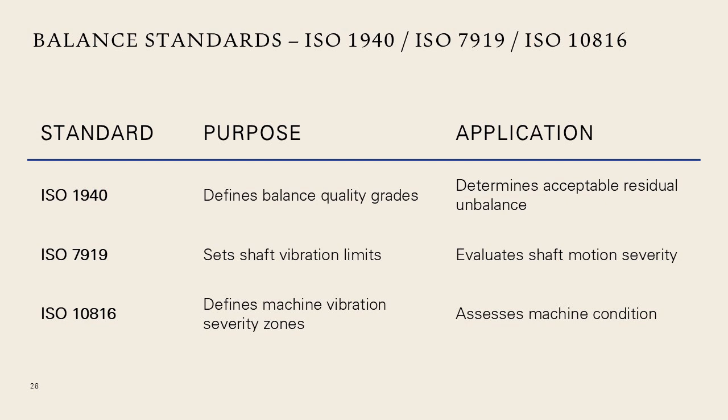This slide provides an overview of key standards governing balancing quality and allowable vibration. ISO 1940 discusses balance quality grades, G-values. ISO 7919 addresses shaft vibration limits, while ISO 10816 specifies machine vibration severity by class and size. The slide explains that these standards ensure consistency across industries and help define acceptable operational vibration levels. Engineers rely on these standards to determine whether a balanced job meets compliance and operational safety requirements.